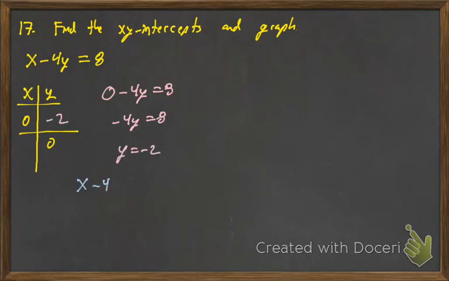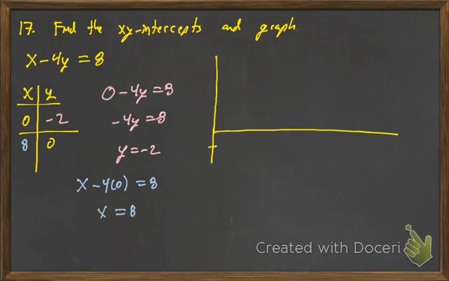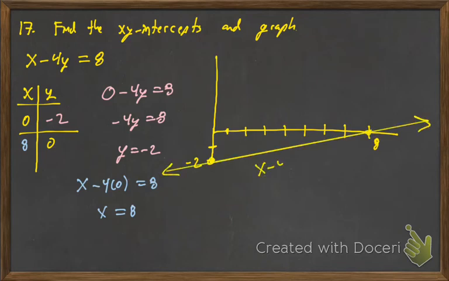And then we have x minus 4 times 0 is equal to 8, so that's nice. X is equal to 8. So you got your y-intercept at 0 and negative 2, x-intercept at 8 and 0. So we'll go ahead and plot those points and connect our dots. All right, so that's it.